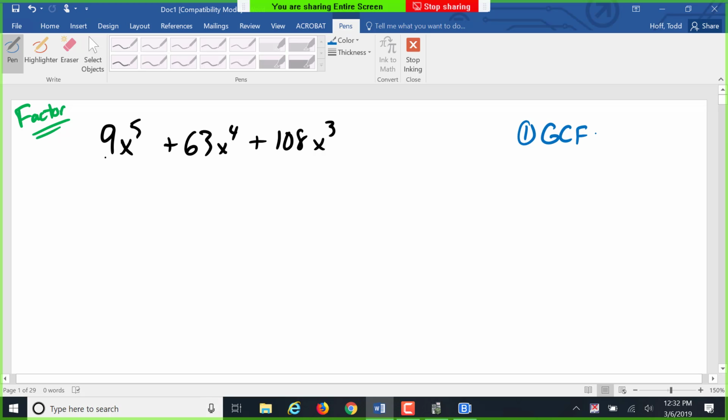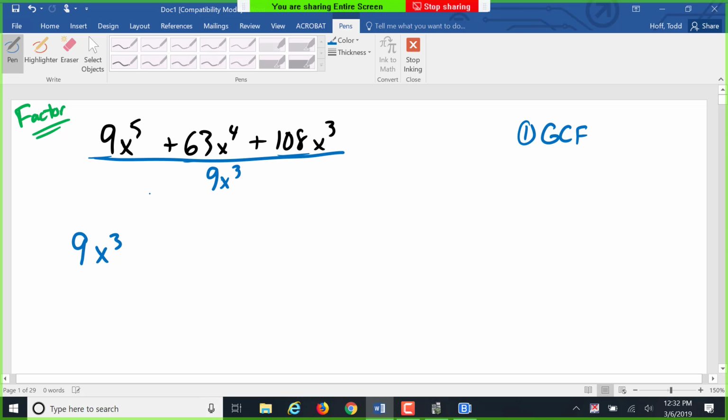Now this one, we know that there's a common factor just by looking at the variables because x is in every term. We just now need to figure out what it's going to be. For the numbers 9, 63, and 108, is there a common factor there? 9, very good. And how about for the variable x? X to the third, good. It's always the smallest power of the variable.